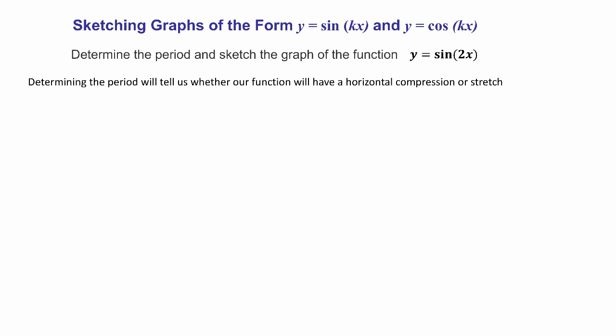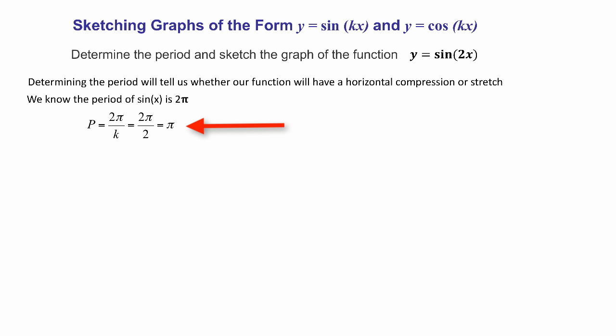When we determine the period, this will tell us whether or not our function will have a horizontal compression or stretch. We already know that the period of the graph of sine of x is 2 pi. However, when we multiply our input x by a number, such as 2, when we have the sine of 2x, we're going to affect the period. So we need to determine the new period.